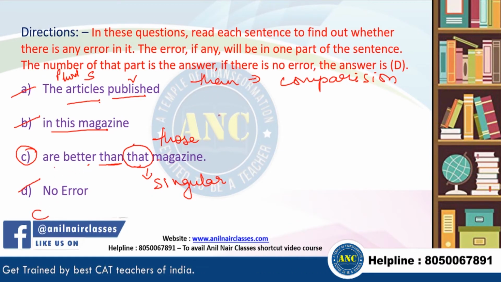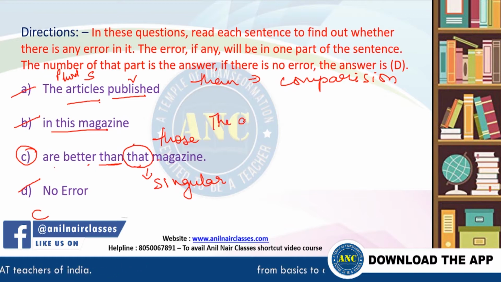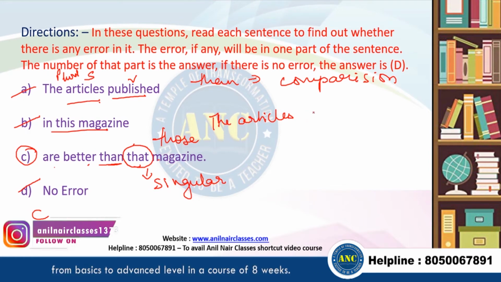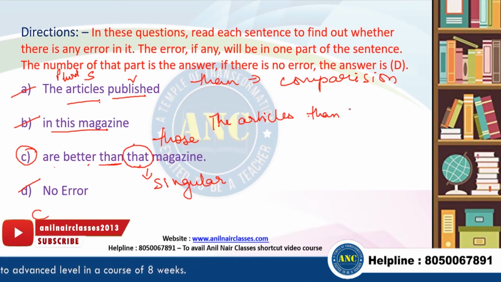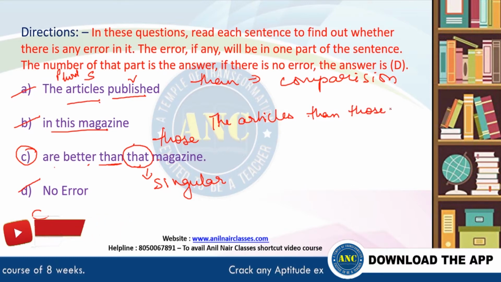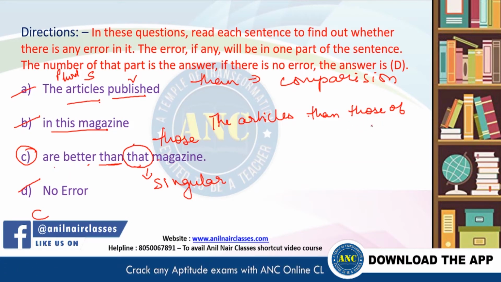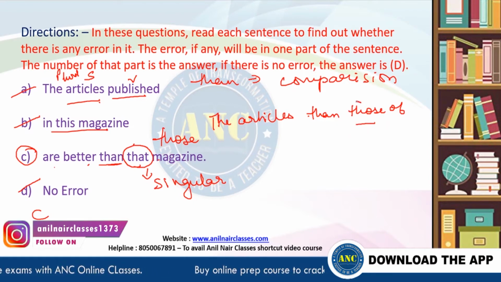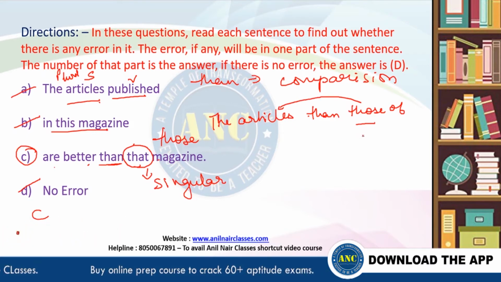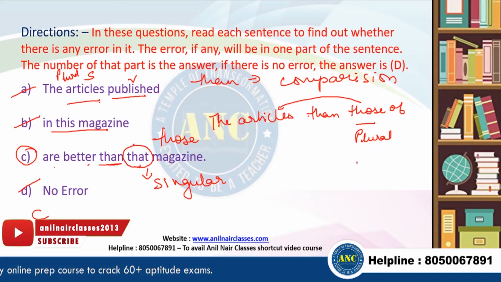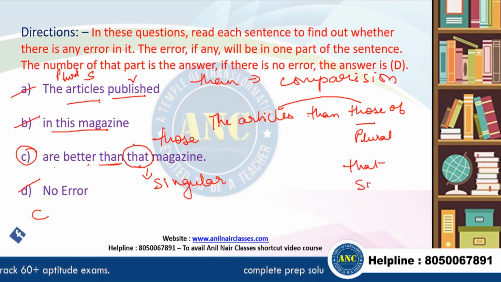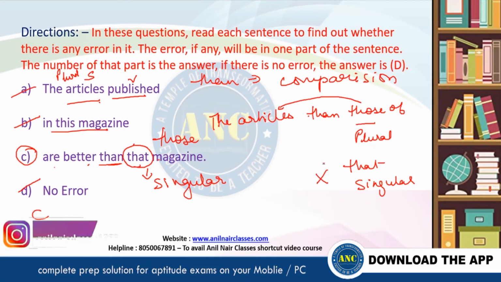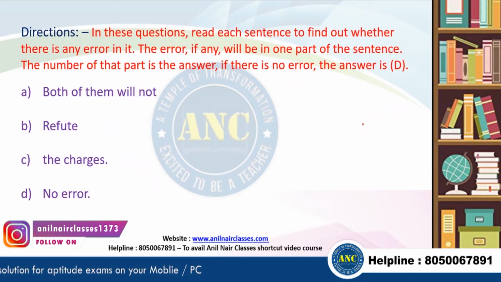So it could be like you're comparing the articles published in this magazine, which are better than those of that magazine, right? Because "those" is referring to the articles. This is plural, right? "That of" is singular. How can you compare a singular to the plural? This is wrong. This is correct. Fine, let's move ahead to the next question.